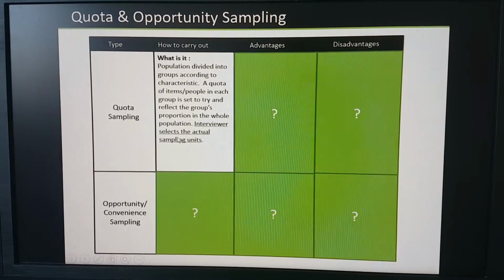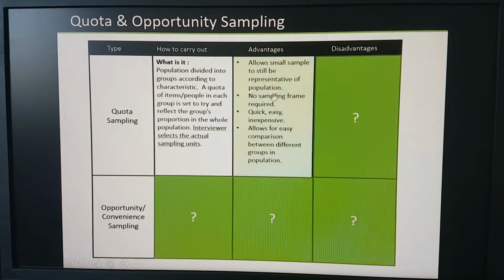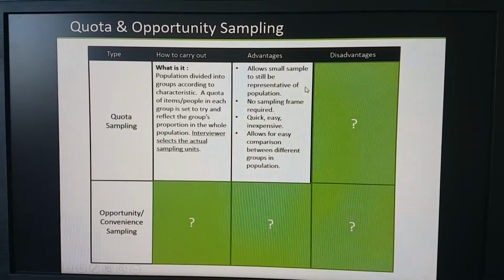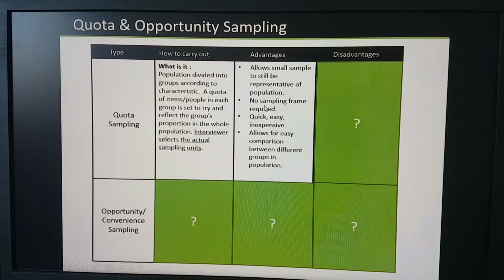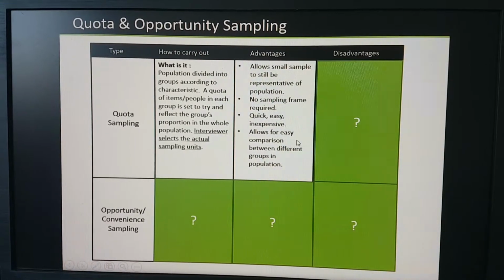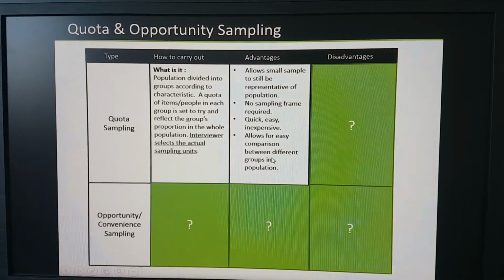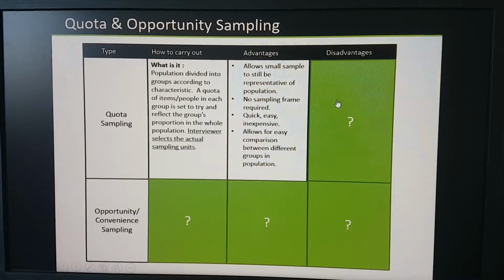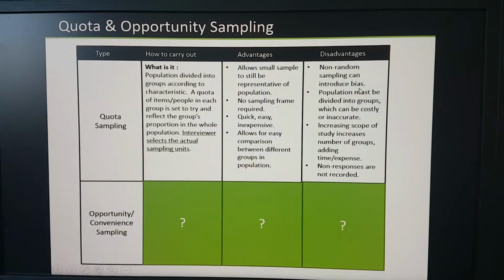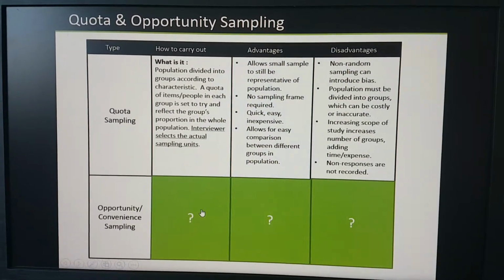For example, the interviewer selects the actual sampling unit. The advantage is it allows a small sample to still be representative of the population. No sampling frame required. Quick, easy, inexpensive, and allows easy comparison between different groups in the population. Disadvantage: non-random sampling can introduce bias. The population must be divided already into groups, and so on.